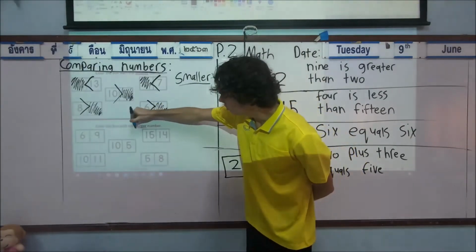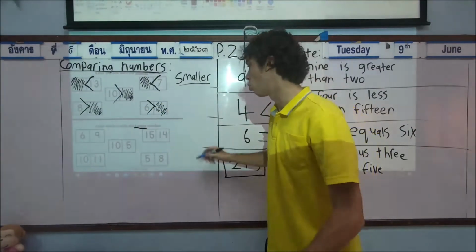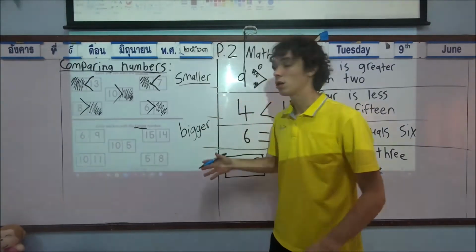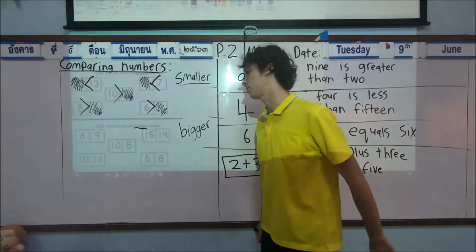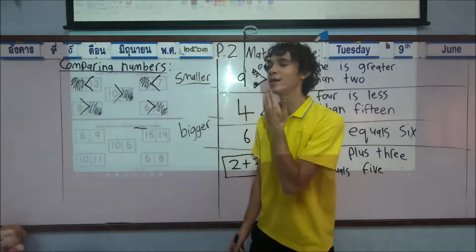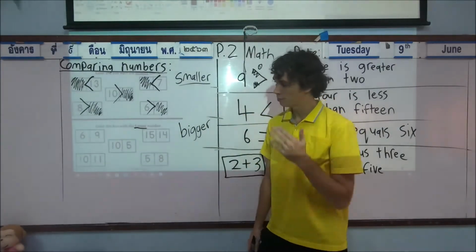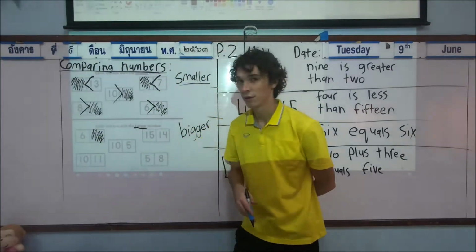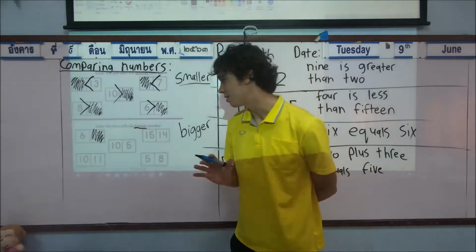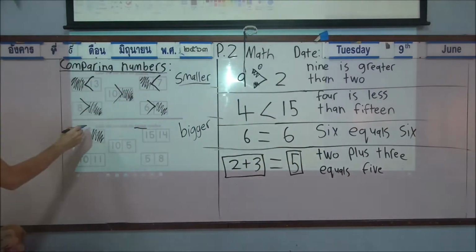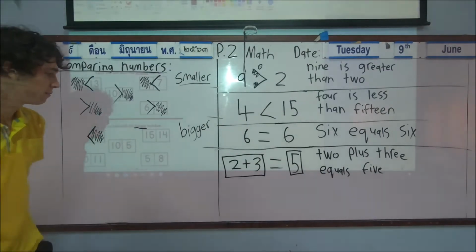This one I want larger or bigger. Larger or bigger. So let's look. 6 and 9. Which one is bigger? I think 9 is bigger. If we use the alligator, we eat the 9. Eat the big number. Eat the 9.